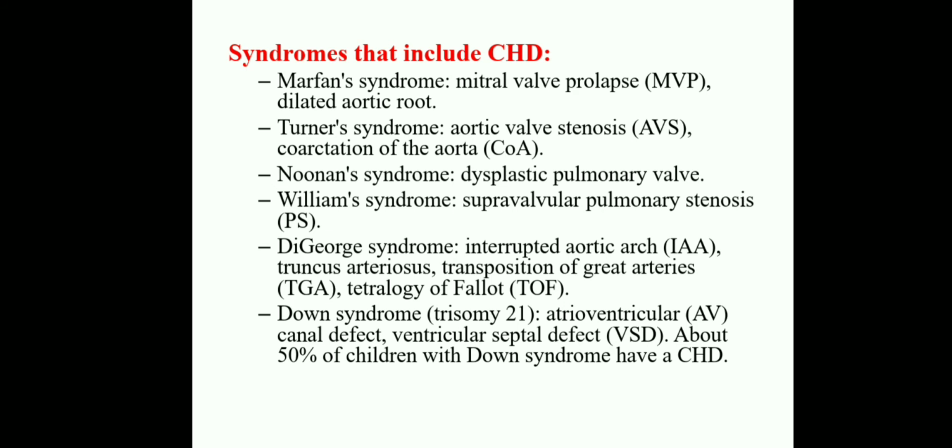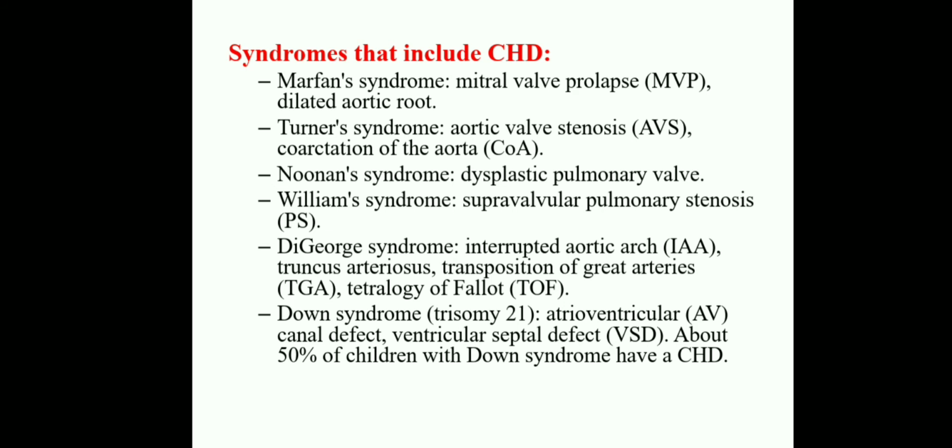First one is Marfan syndrome. What congenital malformations are present because of Marfan syndrome? That is mitral valve prolapse, and a dilated aortic root is also present because of Marfan syndrome.